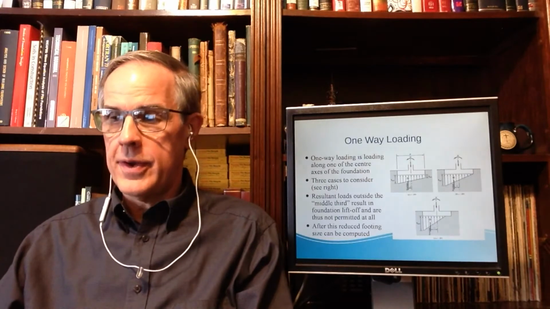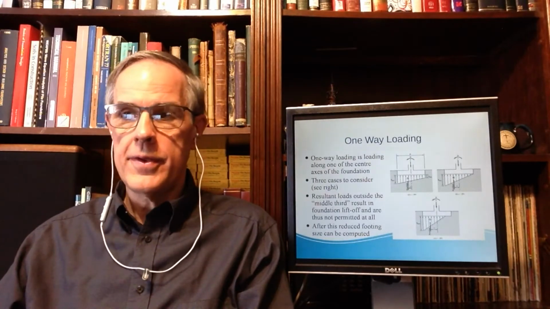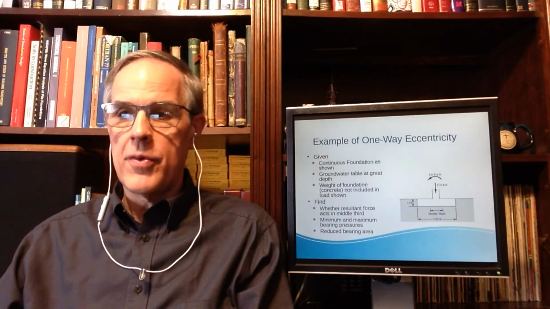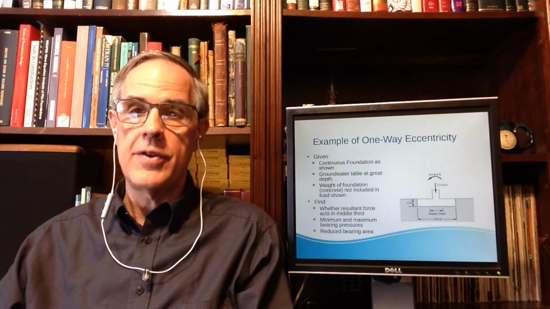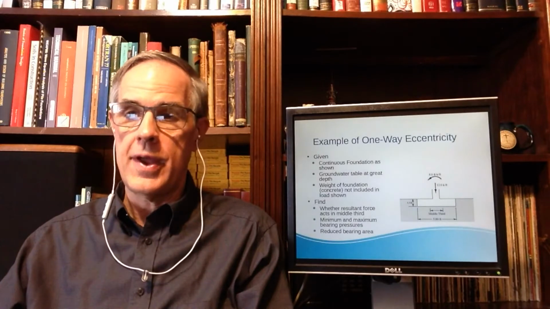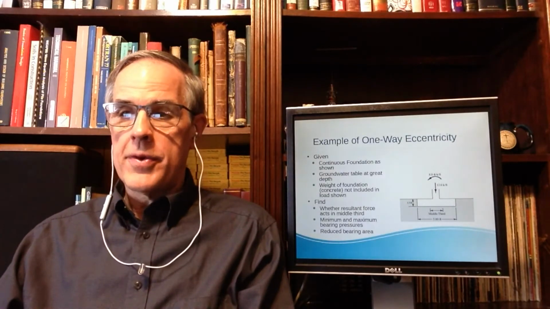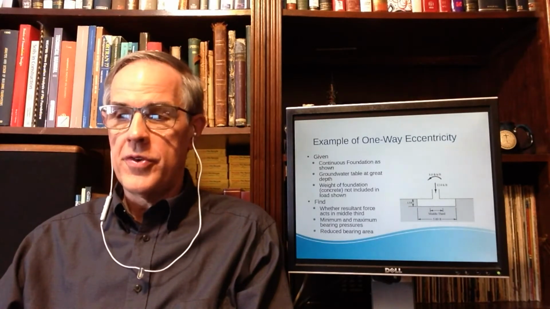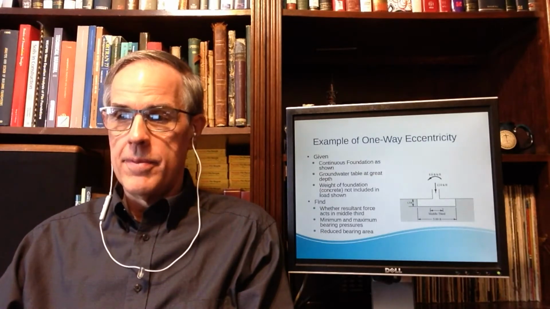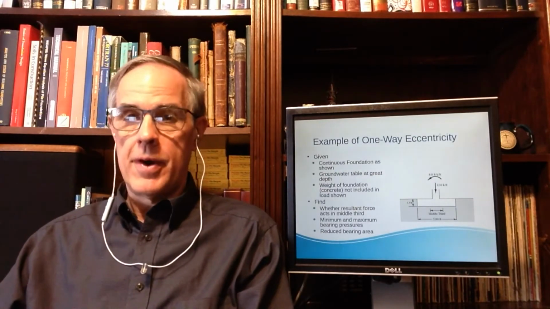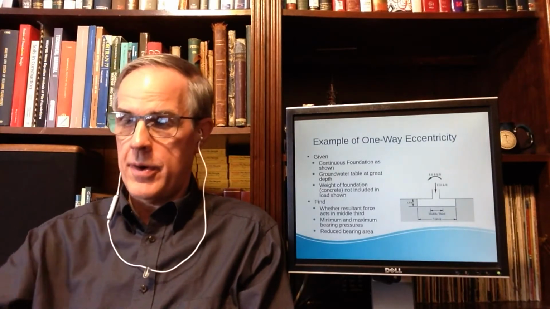So let's consider an example of this, an example of one-way eccentricity. It's a continuous foundation, and by the way, with continuous foundations, one-way eccentricity is all you have. I'm not going to worry about the groundwater table. Just see if the resultant force acts in the middle third, and find the minimum and maximum bearing pressures and the reduced bearing area.